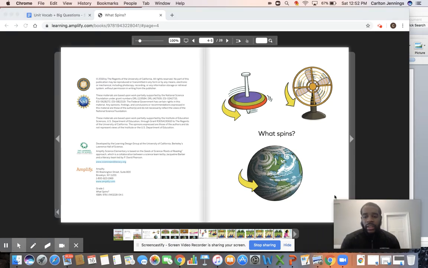What spins? I'll make this a little smaller. What spins? Here we have three different things. We have a top, a fan, and the Earth. What spins on this page? Yes, all three. The top spins, the fan spins, the Earth spins. If you said all three, you're right.